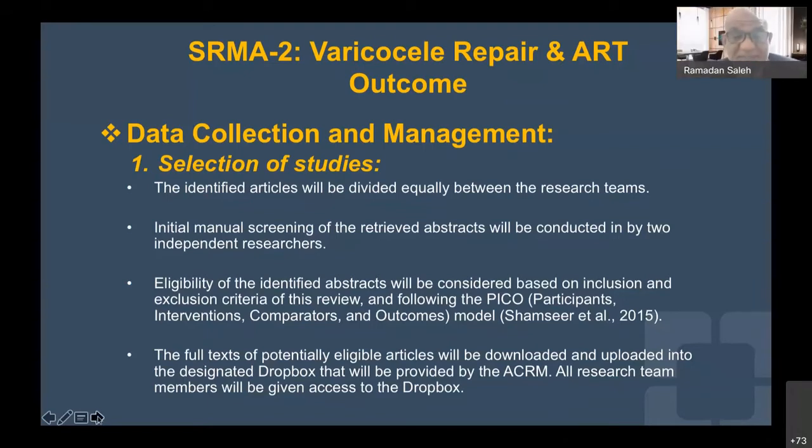For the full text, our researchers will be asked to download the full text of all potentially eligible articles, and then this will be uploaded to a Dropbox, which will be provided by the program. And of course, all researchers will have access to this Dropbox.